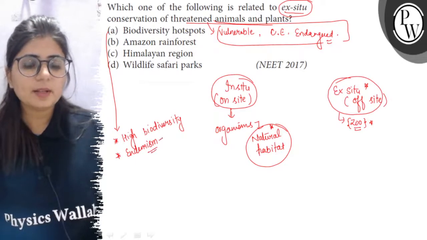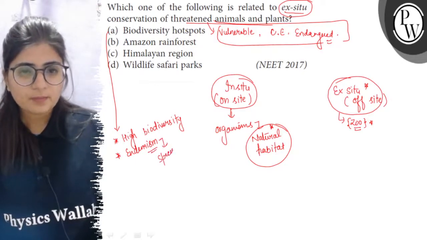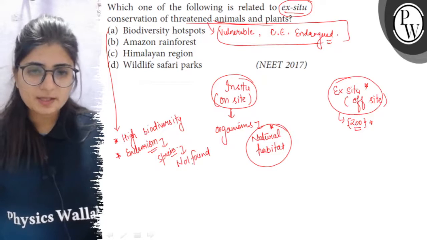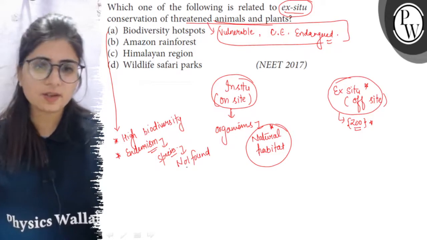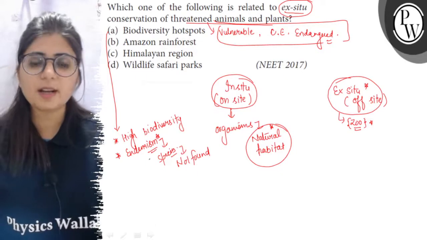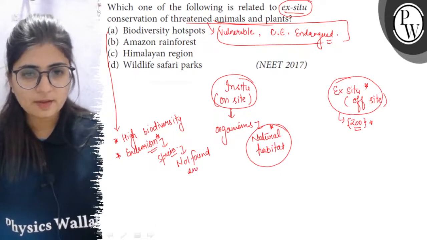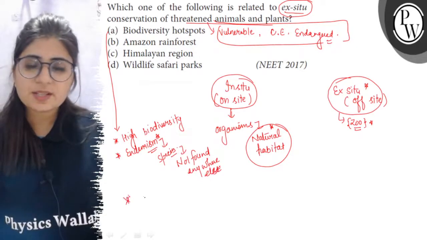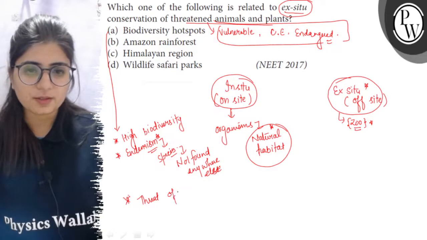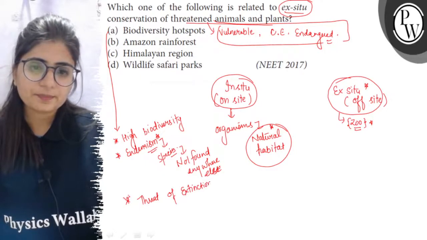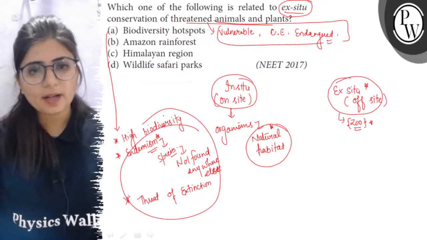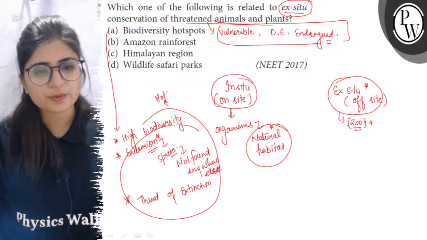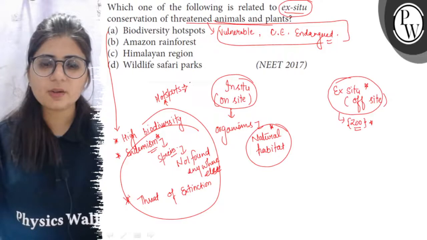When we say endemism, it means the species which are found here are not found anywhere else. So such places are the home of various species which are restricted only to these areas. These species are endemic, not found anywhere else. And also here the species are facing the threat of extinction. These characters are required for a place to be called a biodiversity hotspot, and in India there are three biodiversity hotspots.